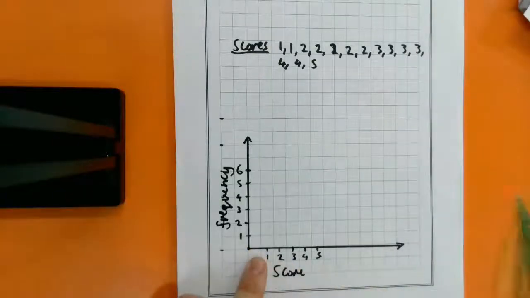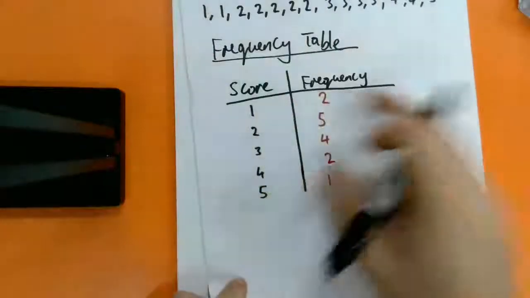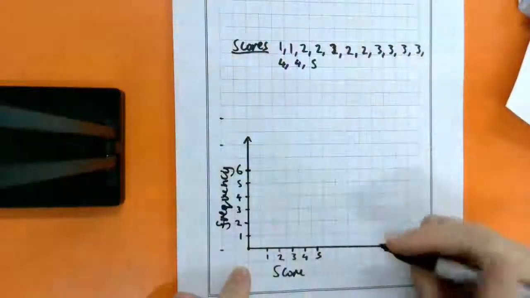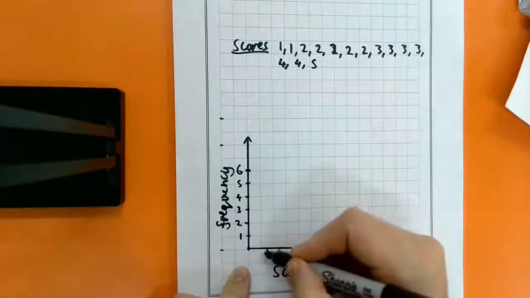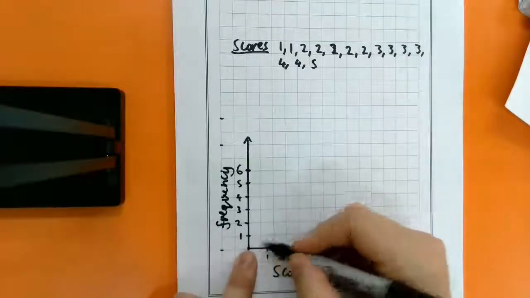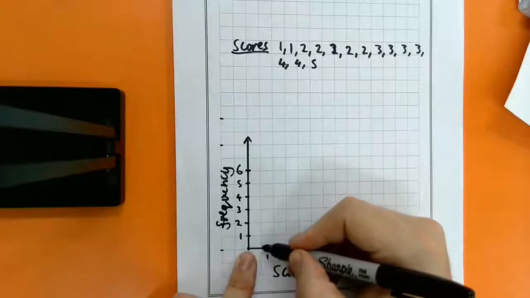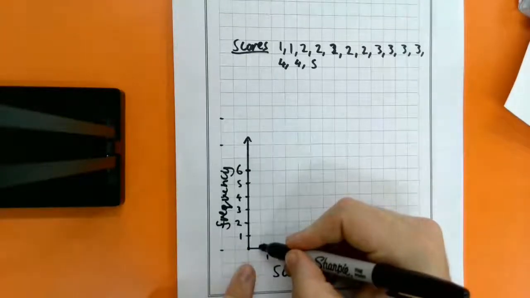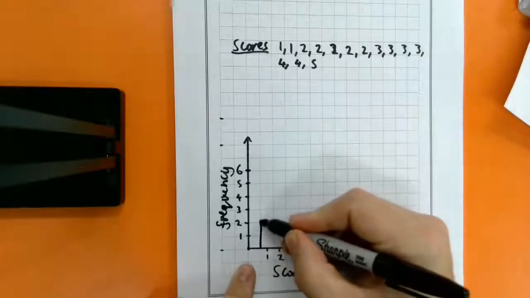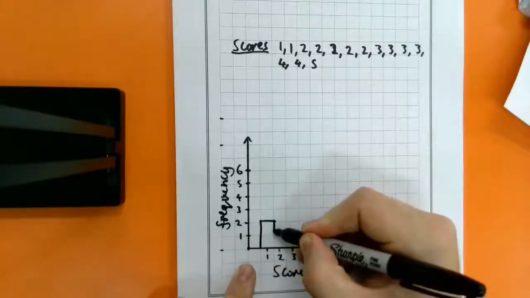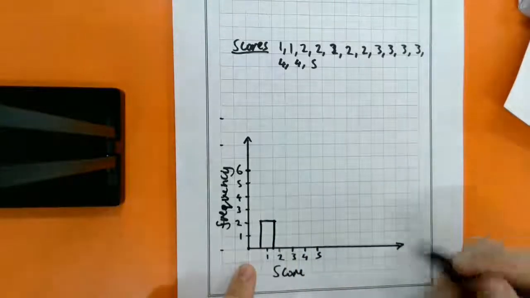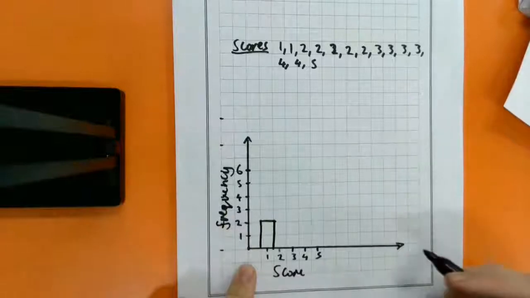I encourage you to use a ruler when you do this. Remember, on our frequency table, 1 occurred twice. So I'm going to start on the left-hand side of my 1, leaving that little gap there for my histogram. It occurs twice, so I go up 2 boxes, come across, and draw back down. There's the first bar for my frequency histogram.